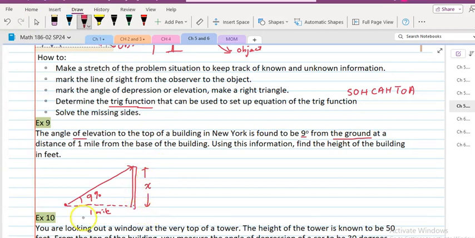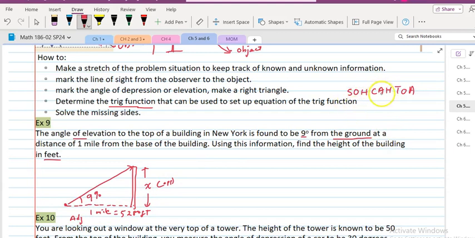We want to find it, and we were given 1 mile. But when we find the height, we want it to be in feet. So we want to convert this in feet also. So 1 mile is 5,280 feet. So now everything is in feet. So you can see that I have one side, two sides, and an angle. One of the sides is not given, but it is my interest of solving it. Relative to the 9 degree, this x is the opposite, right? And the one that is given is the adjacent. So I have O and A.